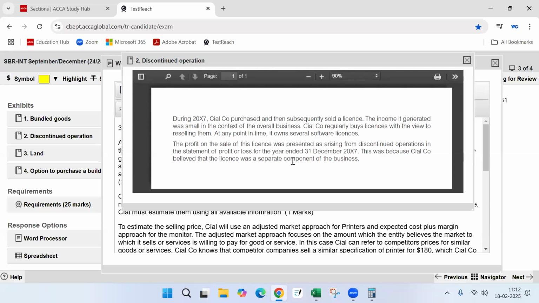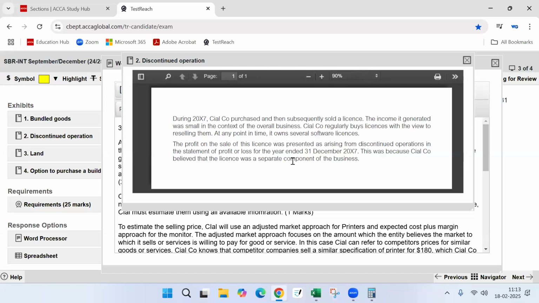Is it clear? Right? So what we should write first and foremost is the IFRS 5 definition of a discontinued operation. That's what we should write first. What is the IFRS 5 definition of a discontinued operation? A discontinued operation is a component of an entity which either has been disposed of or is classified as held for sale. One, it represents a major line of business or a geographical area. Two, it is a part of a single coordinated plan to dispose of a major line of business or a geographical area. Third, it is a subsidiary which is acquired with a view to resell.